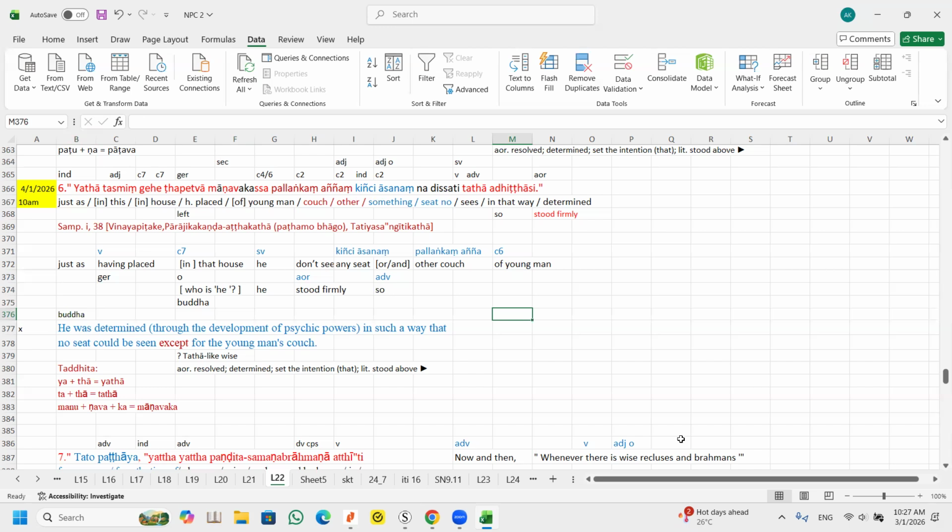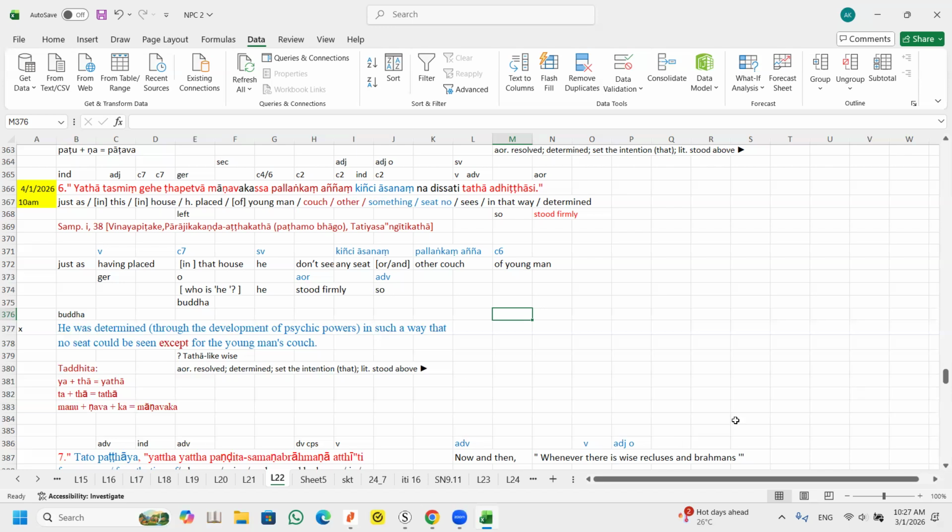Sorry, to interrupt. The tata there is a demonstrative adverb, is related, is linked to the yata, right? Relative clause. Yeah. Yata and tata. So the sentence is a related one. Thank you.